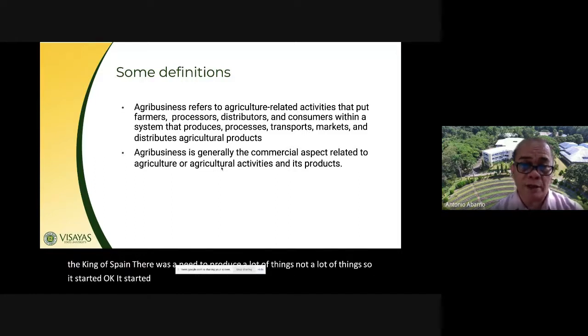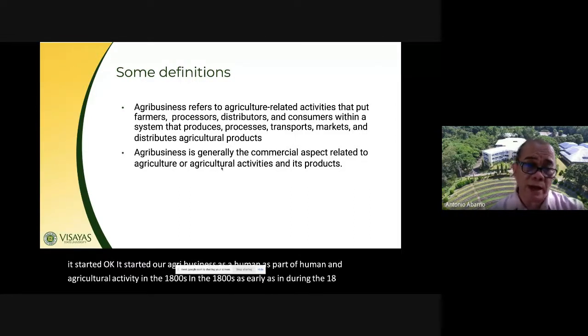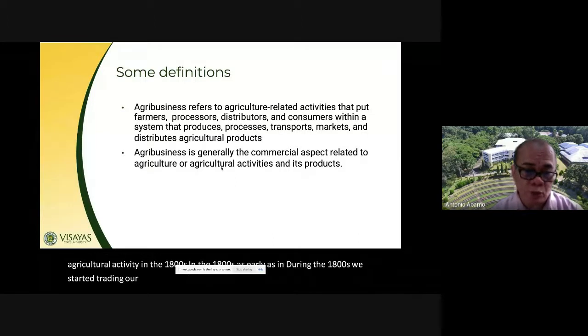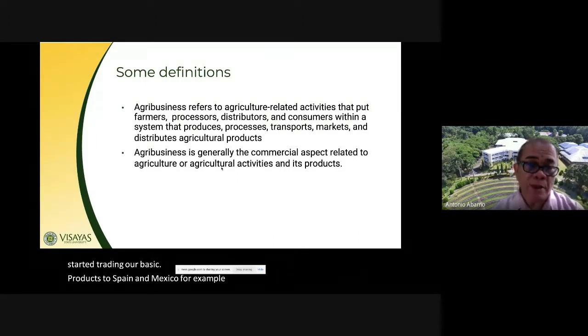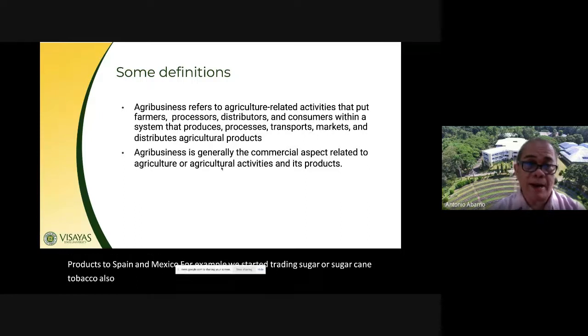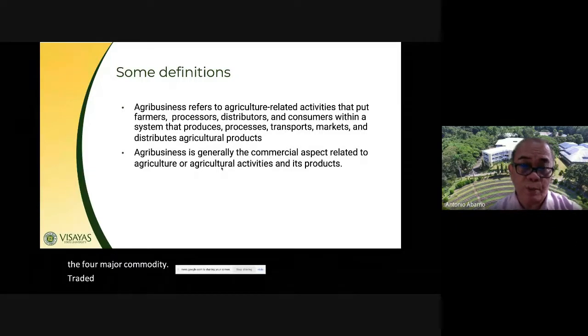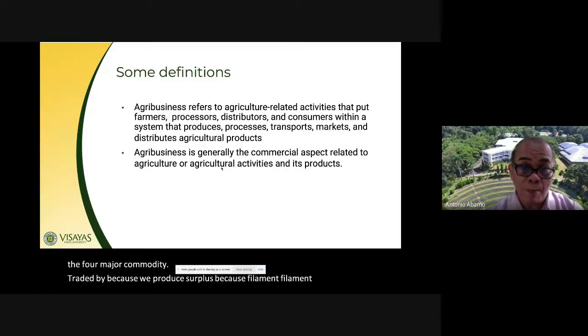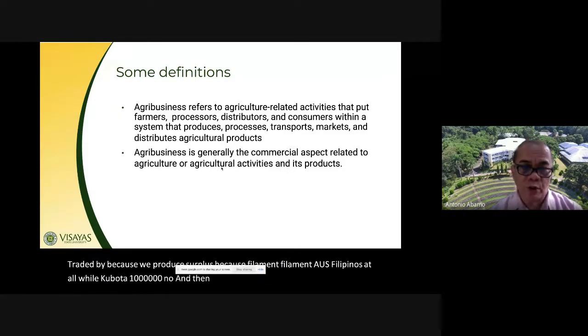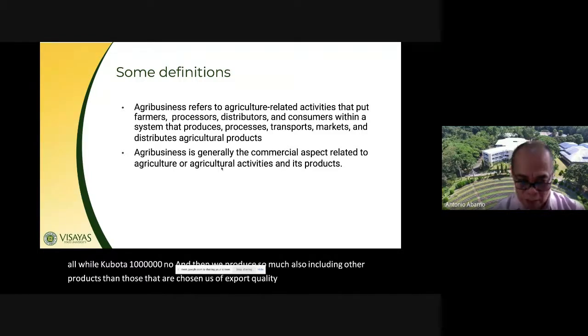So our agribusiness, as part of human and agricultural activity, started in the 1800s. As early as the 1800s, we started trading our basic products to Spain and Mexico. We started trading sugarcane, tobacco, abaca fiber, and also coconut. These are the four major commodities traded, because we produced a surplus, since the population of the Philippines was not yet even 1 million. Those chosen as export quality were sent to Spain.